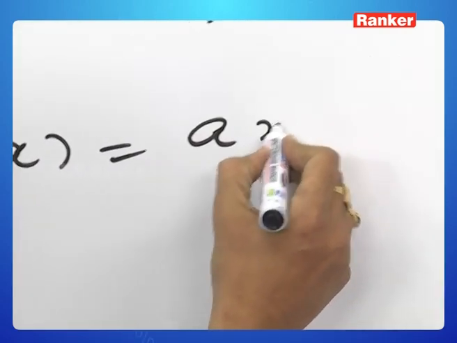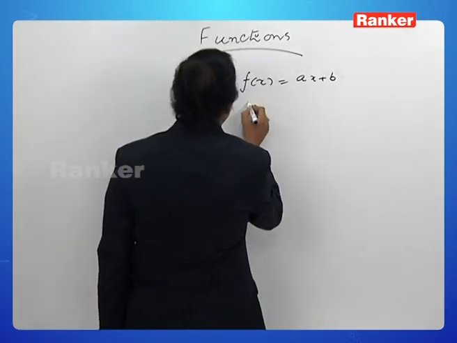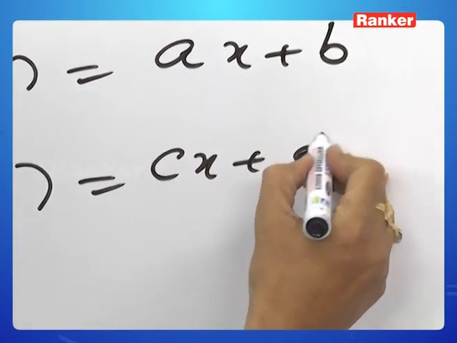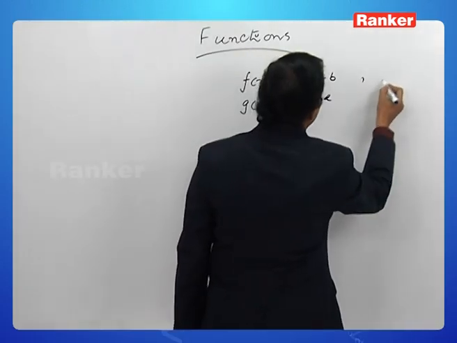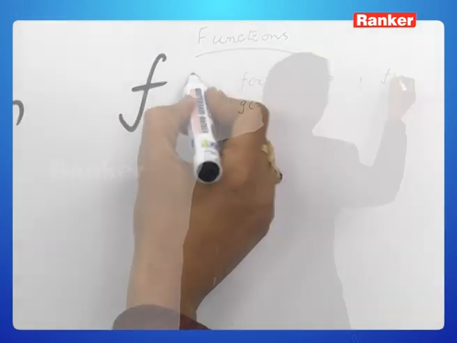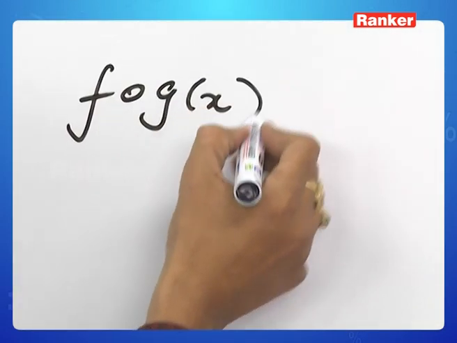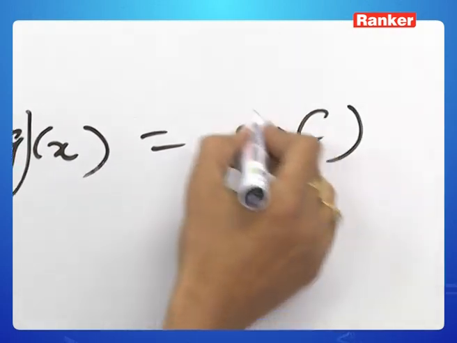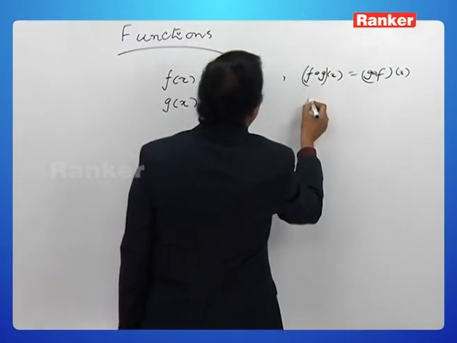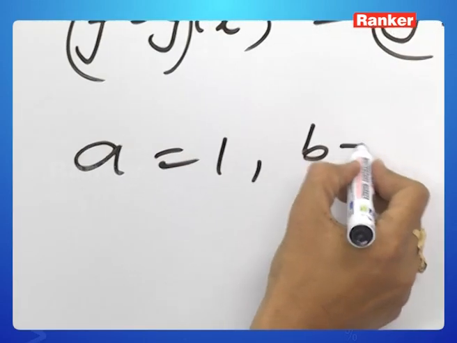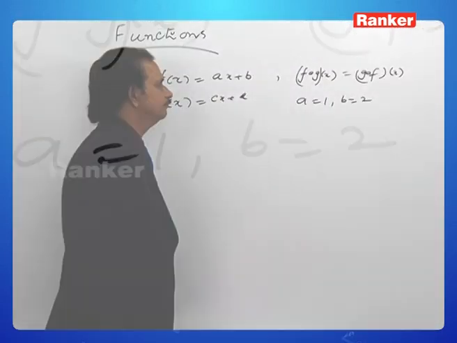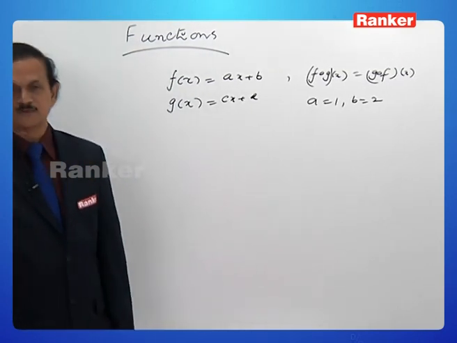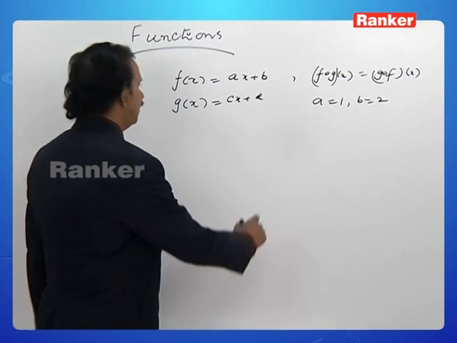f of x is equal to ax plus b. g of x is equal to cx plus d. f circle g of x is equal to g circle f of x. And also, a is equal to 1, b is equal to 2. Let us use it.